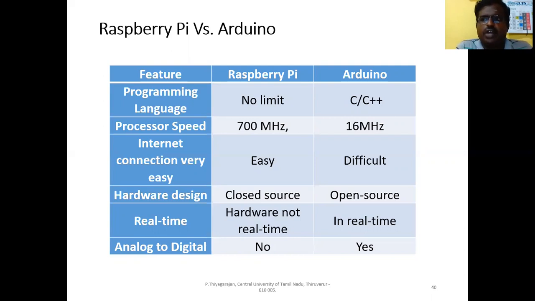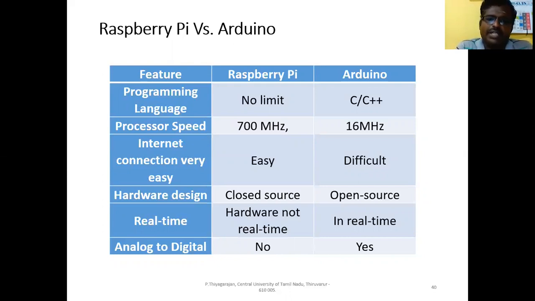If you take the feature programming language, we can code the Raspberry Pi with many programming languages, whereas in Arduino, you have to use only C and C++. The processor speed of Raspberry Pi is 700 megahertz, and in Arduino it is 16 megahertz. So the processor speed is much higher in Raspberry Pi. Internet connectivity in Raspberry Pi is very easy, and in Arduino it is possible, but we have to work a lot.